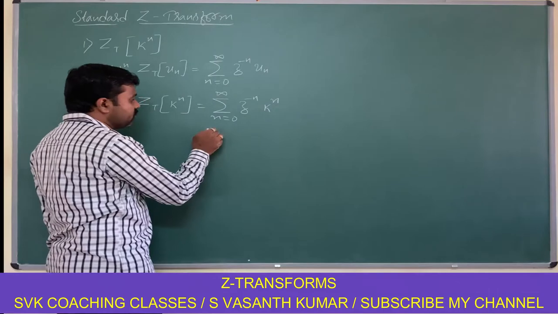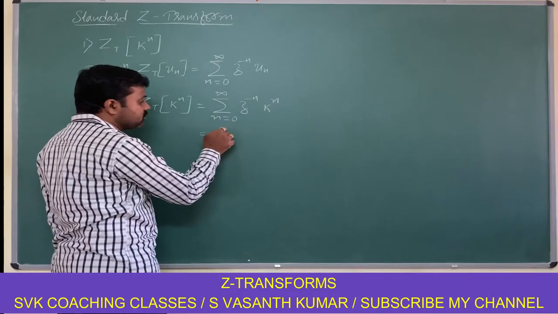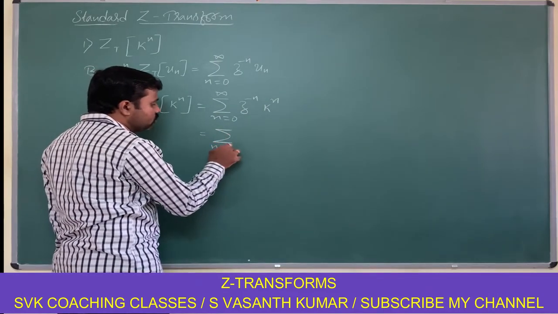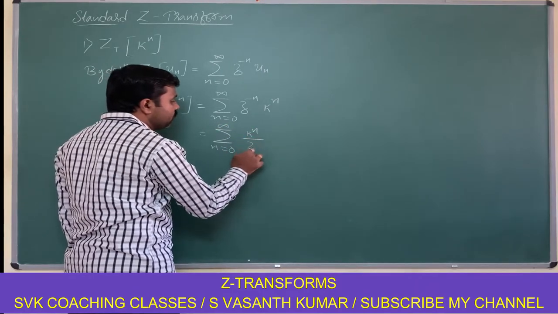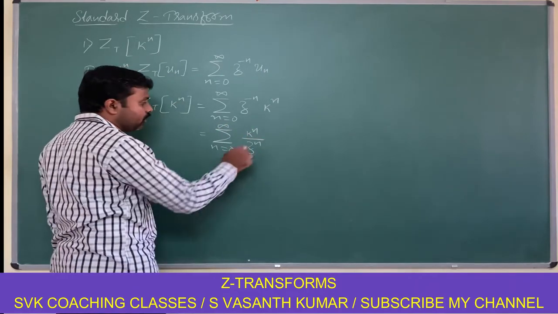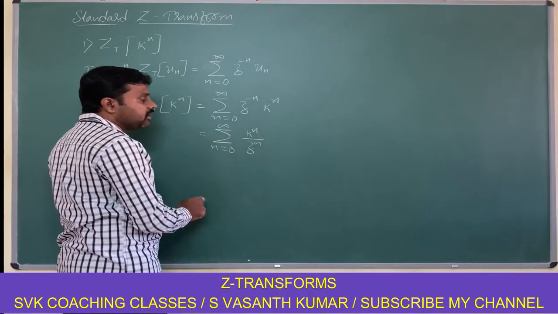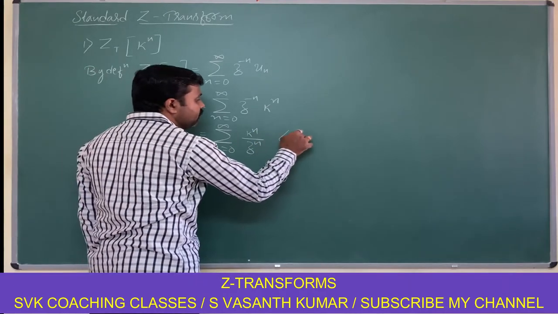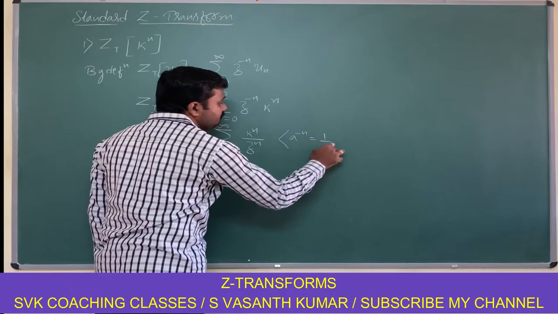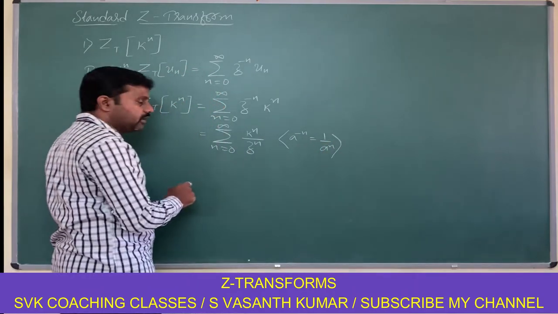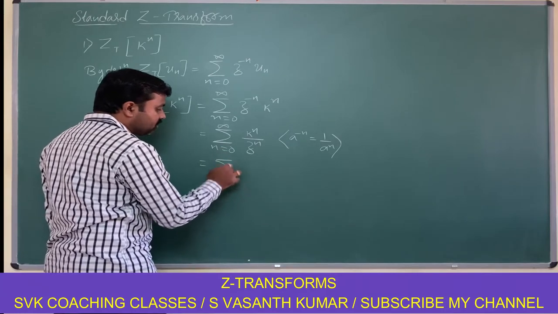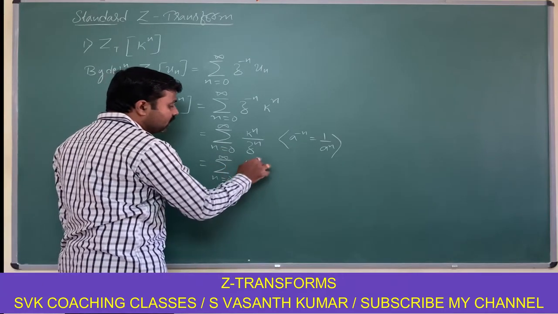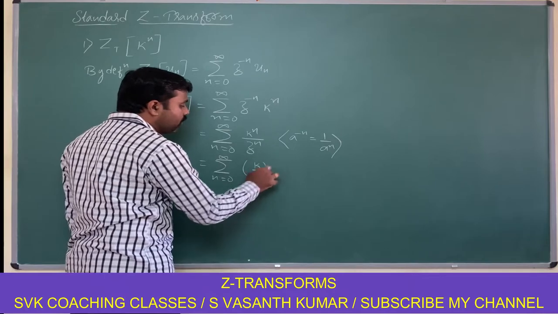So by laws of indices I can rewrite this problem as summation n equal to 0 to infinity k power n divided by z power n, since a power minus n is nothing but 1 by a power n. That is what I have done here. And again I will rewrite this problem as summation n equal to 0 to infinity k by z whole power n.